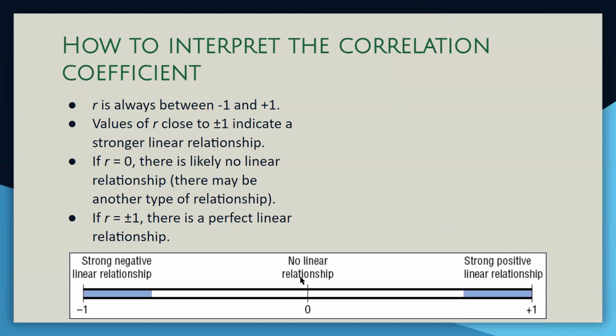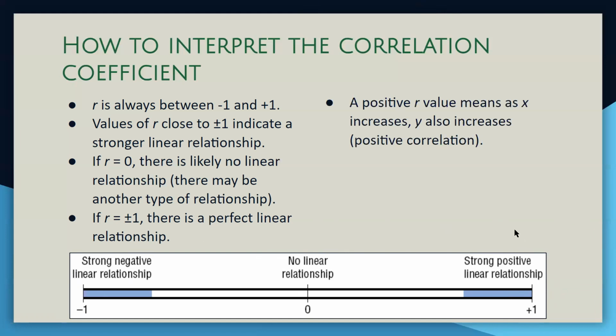So here's kind of a graph. You can see that middle area around 0 is the no linear relationship line. Again, there could be a relationship, just not linear. And then out near the edges, near negative and positive 1, we have strong linear relationships.